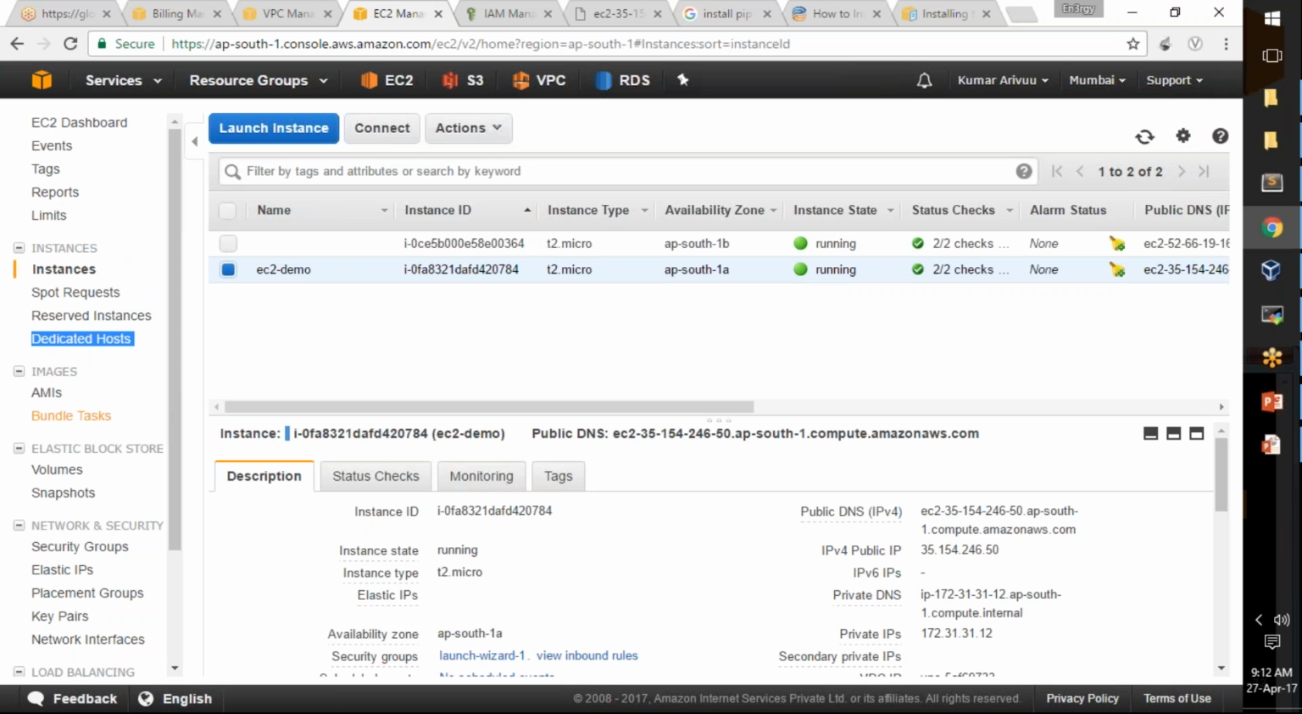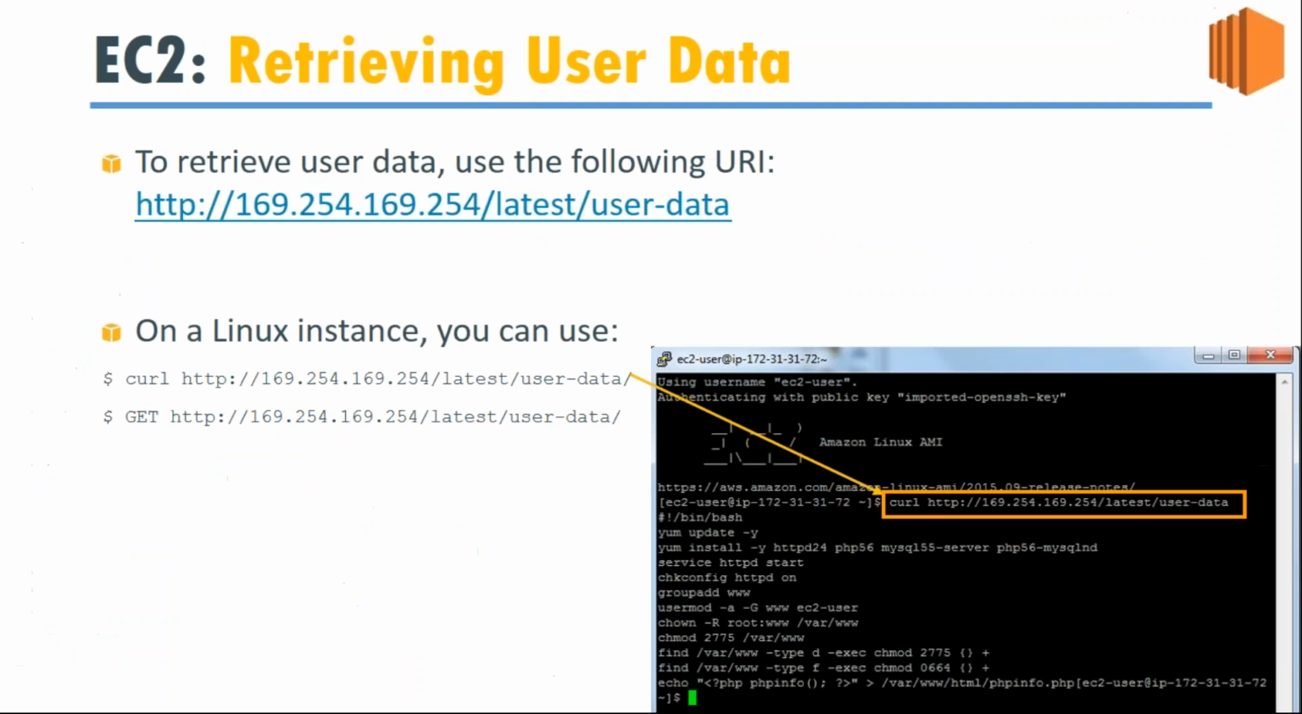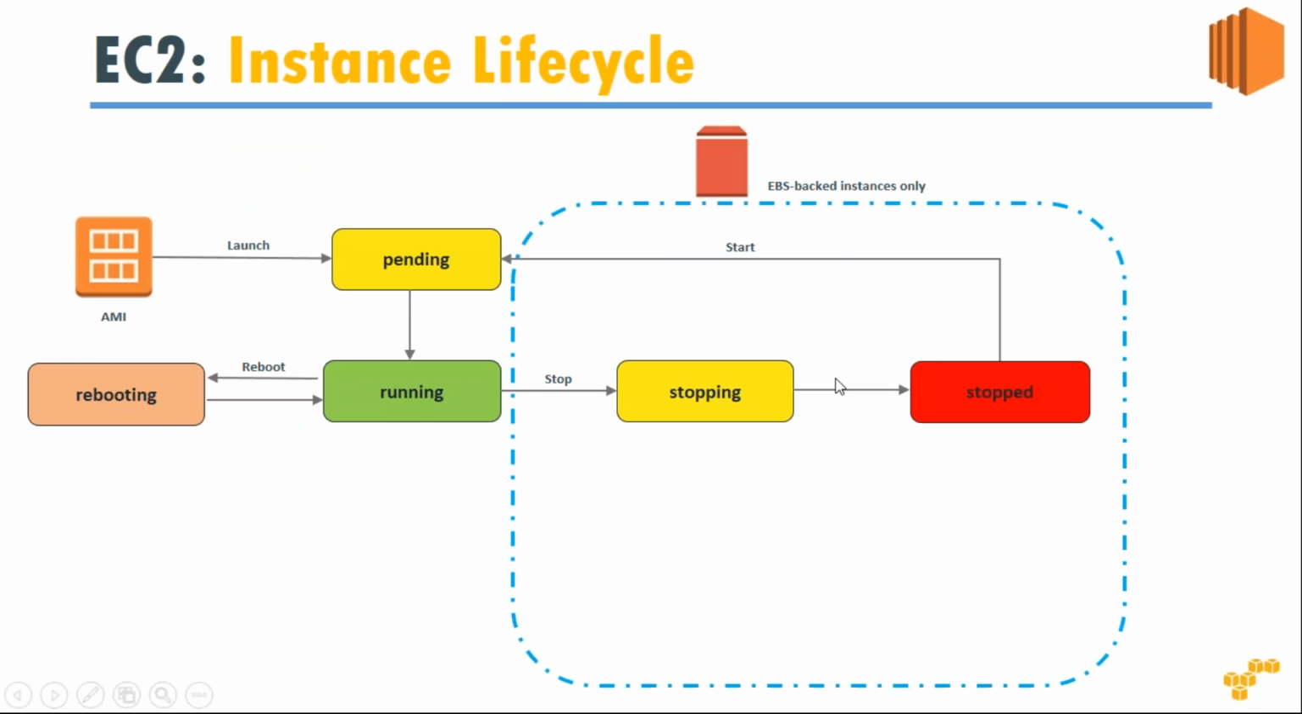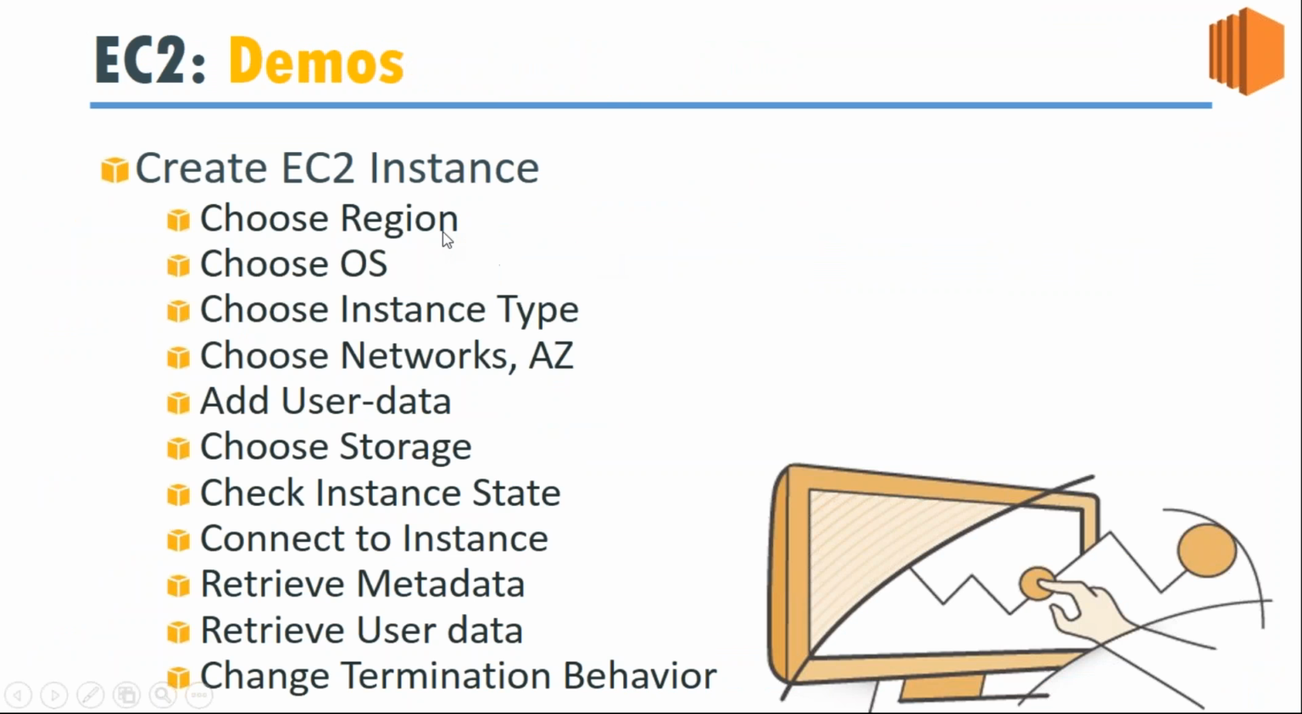One second, what else did I want to show you here in the demo? I'm just going to the PPT to see what else I wanted to show. So we talked about choosing a region, operating system, instance types, choosing network, availability zone, user data, storage, and instance state. Yeah, the pending, stopped, and terminating.